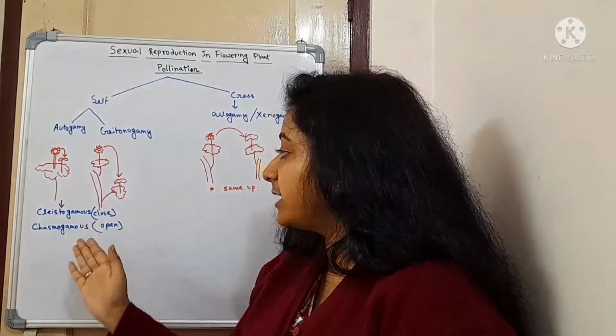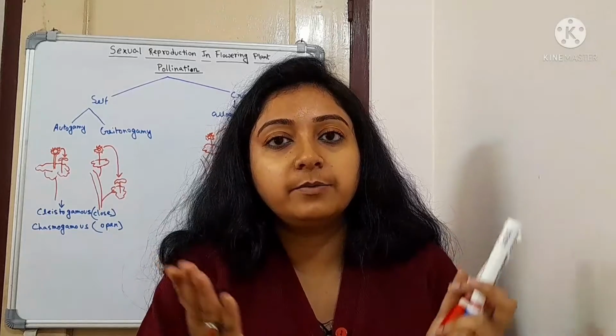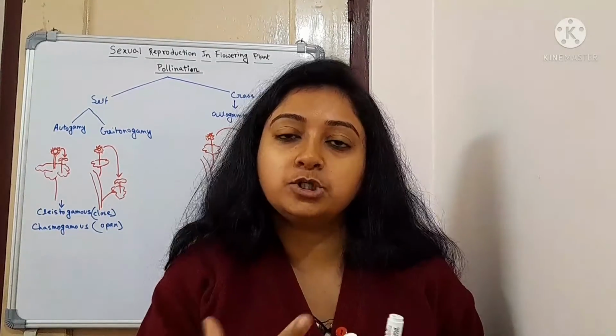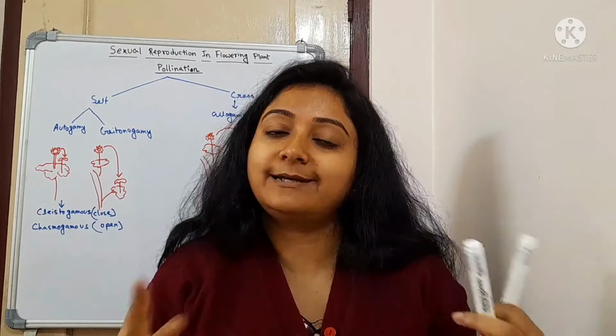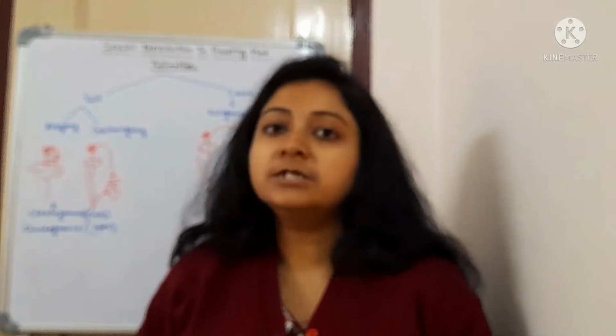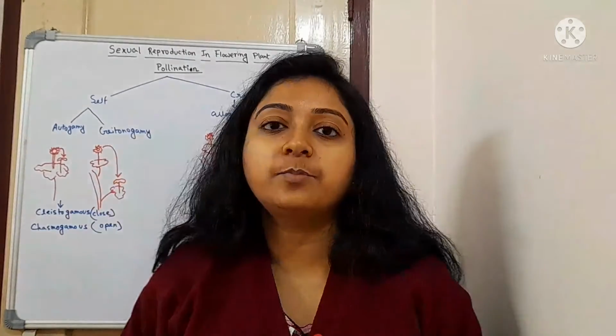And in the case of some other flowers, the petals and sepals remain open, and the anthers and the stigma are exposed to the outside environment. That type of flower is considered an open flower, or chasmogamous flower. Okay, so here are the different types of pollination events.